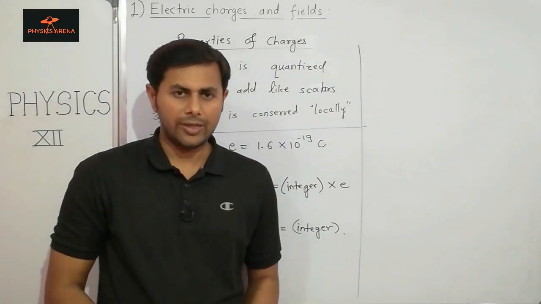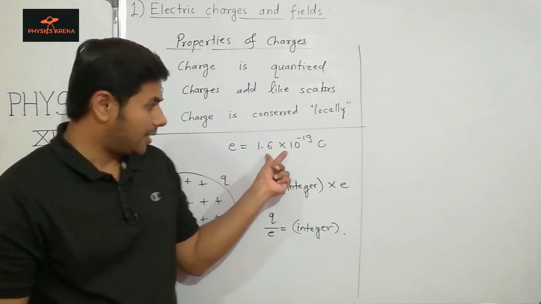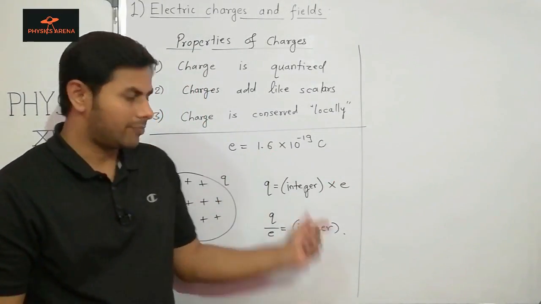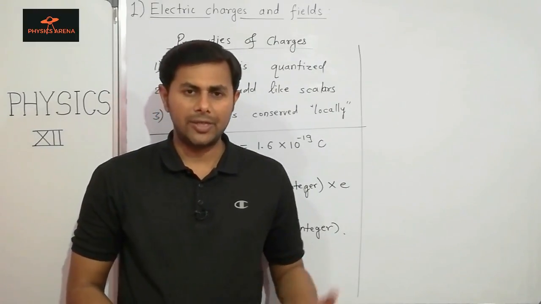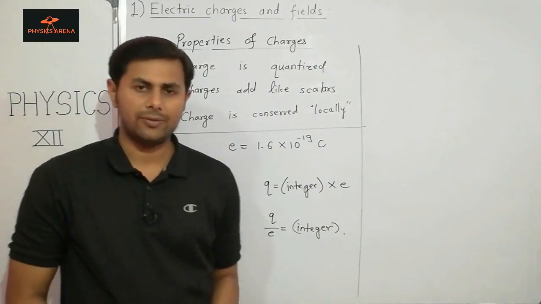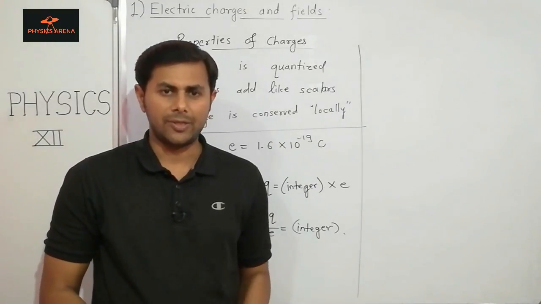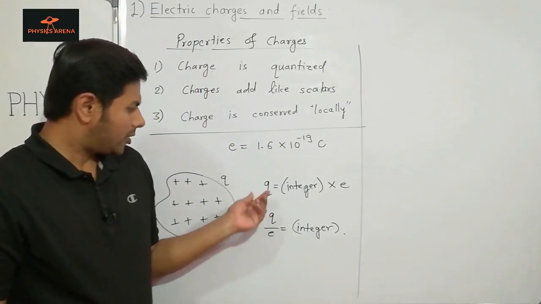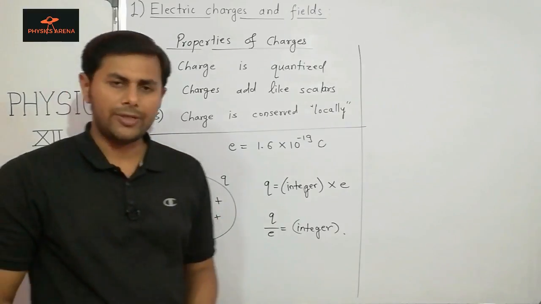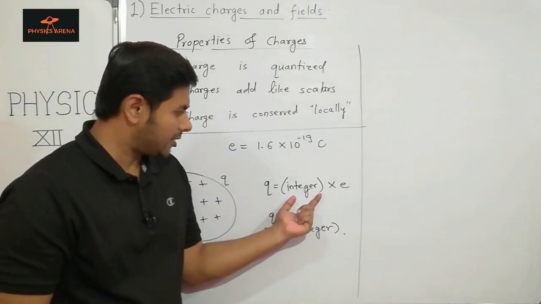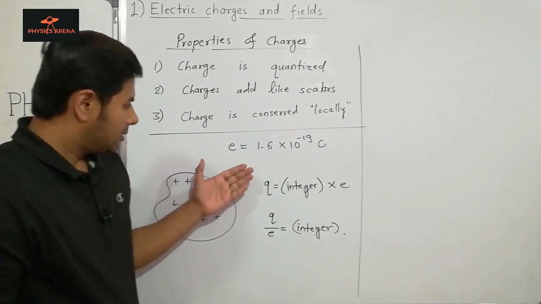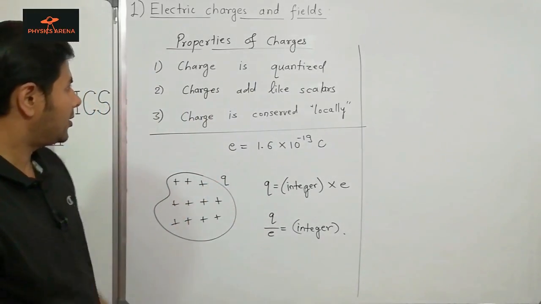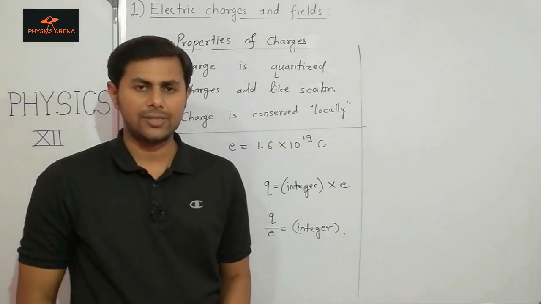And the reason is obvious, because we cannot have charge less than this number, so charges are transferred to bodies in multiples of this number only, in integer multiples. Therefore, whatever charge we have on any body, it will be just an integer multiple of this number. So this is the meaning of the statement that charge is quantized.